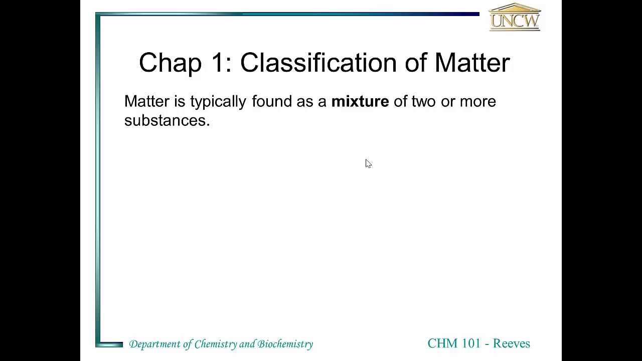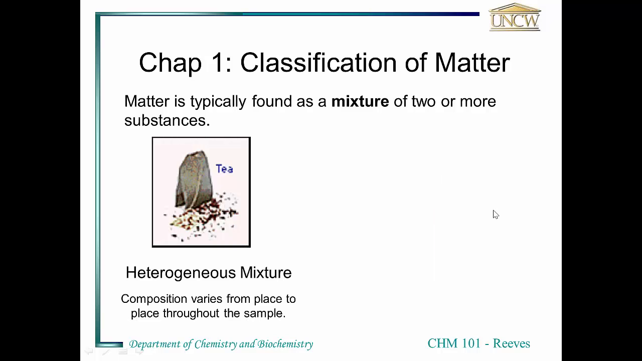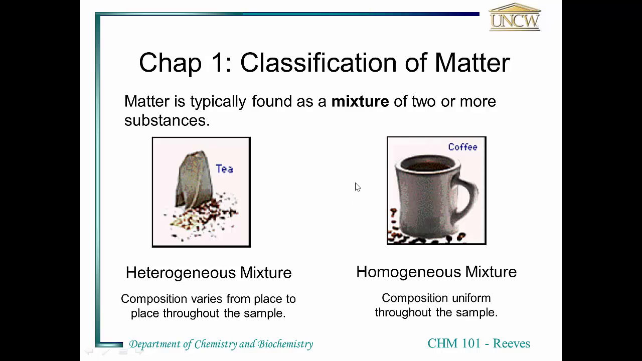So let's talk a little bit about matter and how it's found in nature. Typically, the substances we find in nature are mixtures. The substances you see pictured here are all examples of that. Mixtures come in two forms: heterogeneous mixtures, where the composition varies at different places in the mixture, and homogeneous mixtures, which are the same throughout.